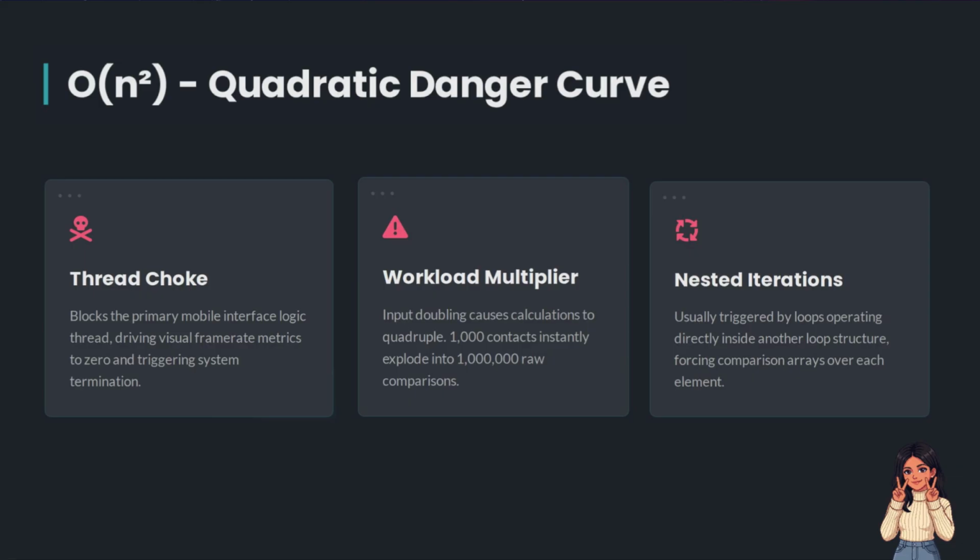On a fast developer device in an office, you won't notice a lag with a small test group. But the moment a real world user syncs a large contact list, the phone's main thread chokes. The frame rate drops to zero, the UI locks up, and the operating system might force quit the app for being unresponsive.